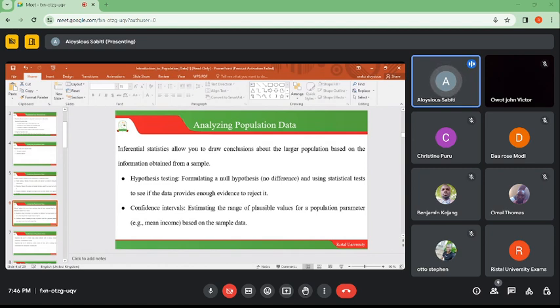and then you can be able to reject or sustain your hypothesis. And then we look at confidence intervals, where there is estimating the range of plausible values for a population parameter based on the sample. So the confidence intervals are giving us the odds or the values in which particular characteristics lead to certain outcomes.